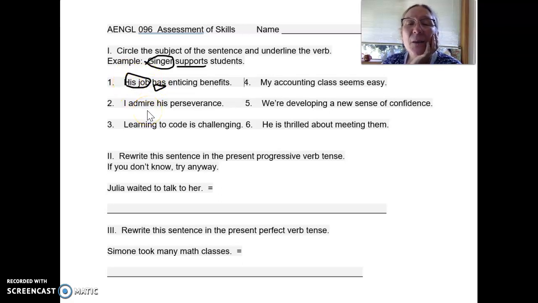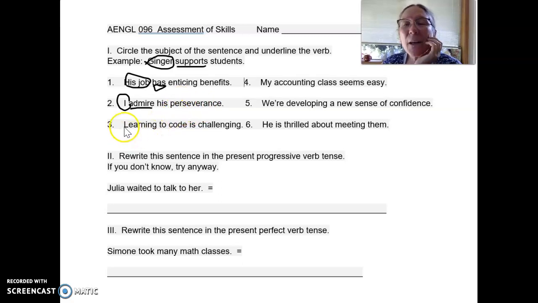All right, number 2, we're going to put it in the past. I admire his perseverance changes to I admired his perseverance. There's the verb admire. It changed. All right, now who or what admires? I admire. So that's the subject. I'm circling I. You see how this works? You know what perseverance means? It means continuing, the ability to keep going.